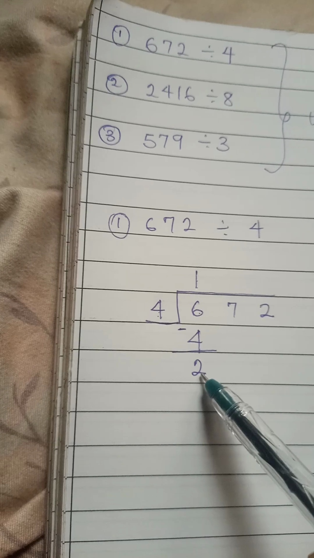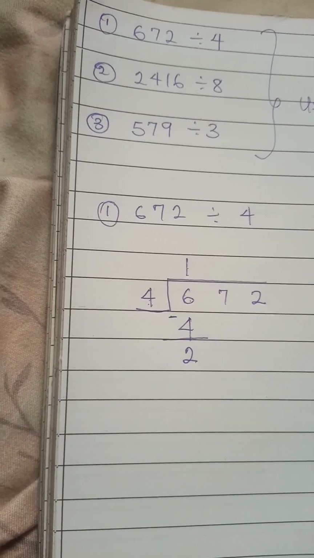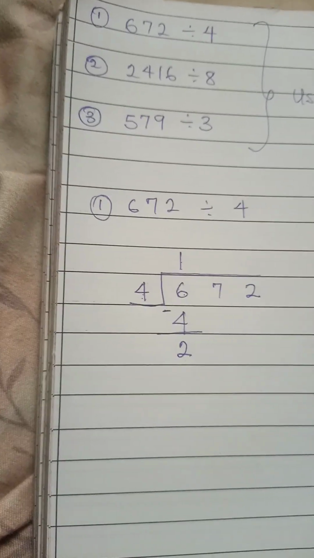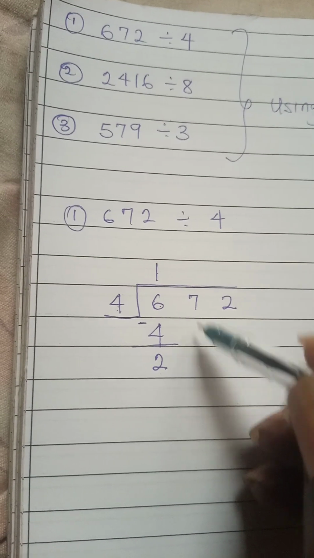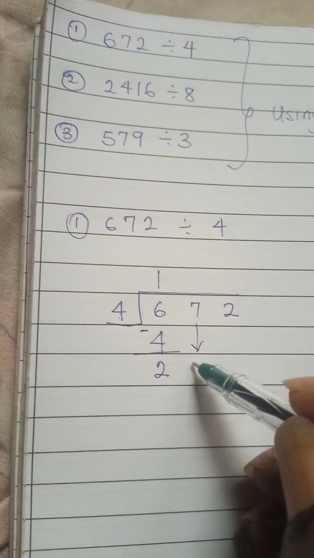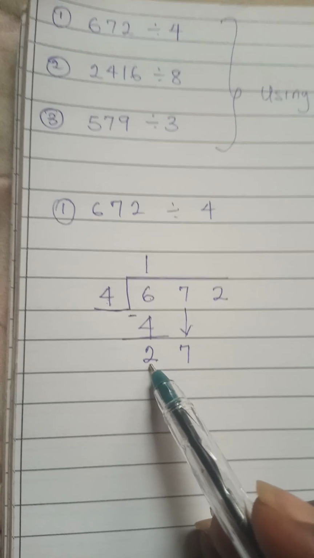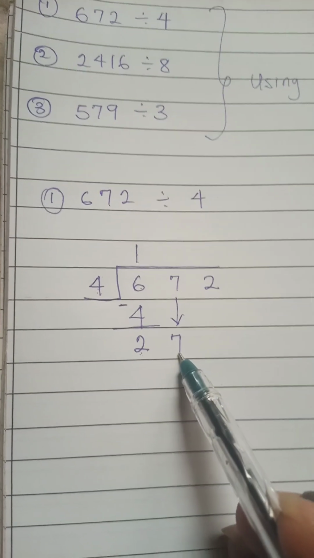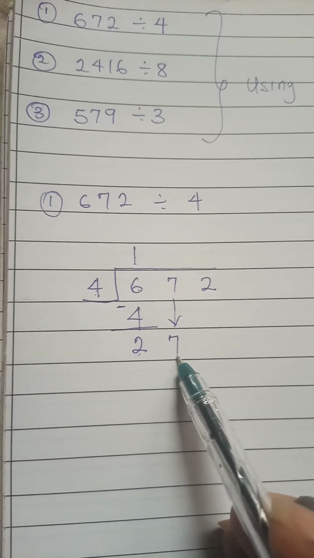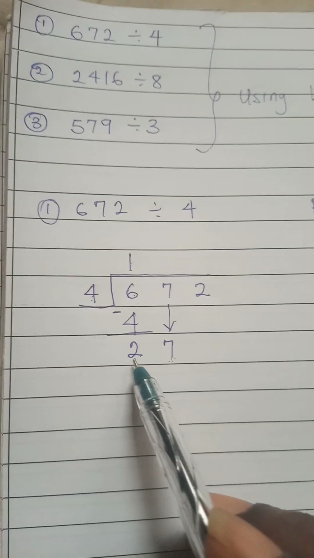Note, the number here must be smaller compared to our divisor. It is the remainder you are having here. Take note of that. Then the next thing is you bring down. You bring down this 7. Then combine it with the one we have here first, that is the remainder of the first process. Now, it's giving you 27. Not just 7. 27.